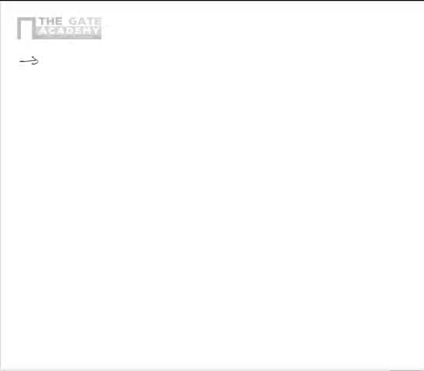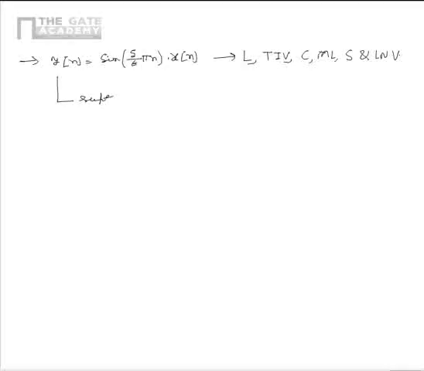Now, let us consider a discrete time system which is represented as y of n is equal to sine of 5 by 6 pi n multiplied by x of n. We have to find if the system is linear, time invariant, causal, memoryless, stable, and invertible. We see that the given system satisfies superposition principle. From this, we see that the given system is linear.